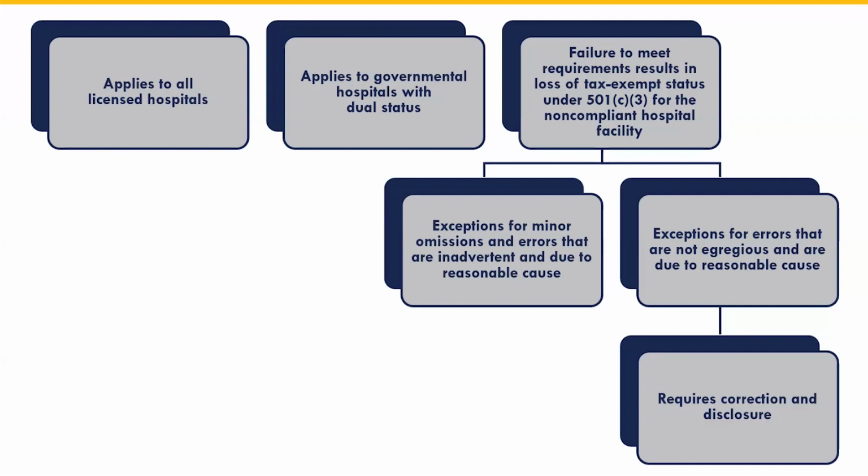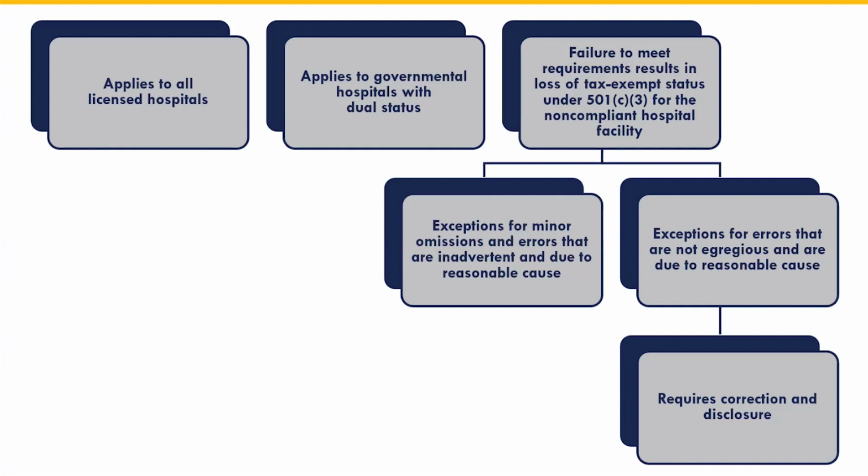It's going to apply to governmental hospitals only if they have dual status. So some governmental hospitals would have applied to the IRS at some point and received 501c3 status. So they're tax exempt 2 ways. 1, by virtue of being a government entity. 2, by having that C3 status. The failure to meet any of these requirements can result in the loss of your tax exempt status.